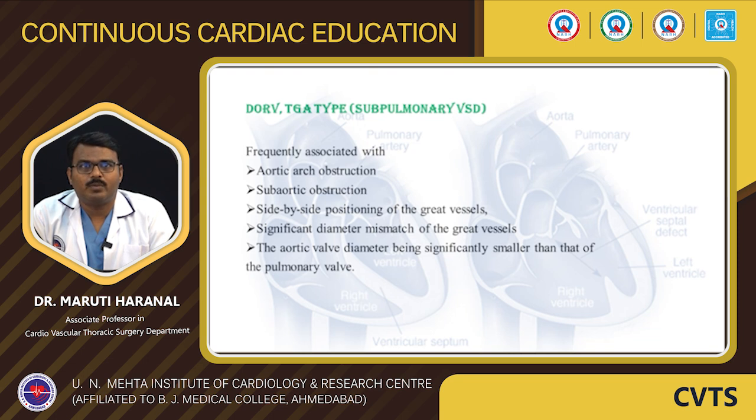Those with subpulmonic VSD are frequently associated with aortic arch abnormalities, subaortic obstruction, side-by-side positioning of the great arteries, and significant diameter mismatch of the great vessels, the aortic valve diameter being significantly smaller than that of the pulmonary valve.